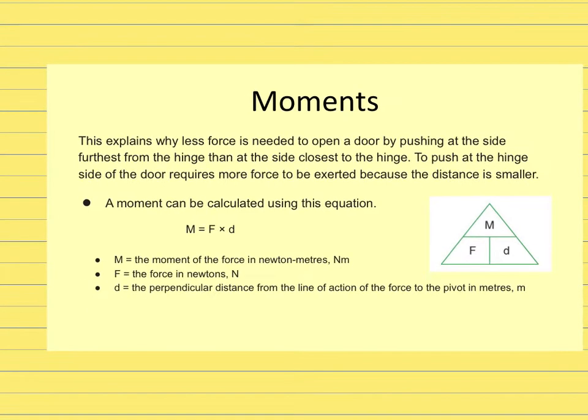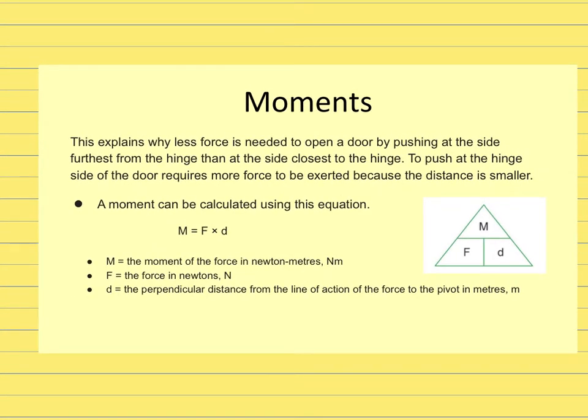So, moments. This explains why less force is needed to open a door by pushing at the side furthest from the hinge than the side closest to the hinge. The push on the hinge side of the door requires more force to be exerted. So if you're trying to close a door, it's easier to close it right at the edge of the door rather than by the hinge, because of that distance from the pivot. The pivot means where the door is hung.